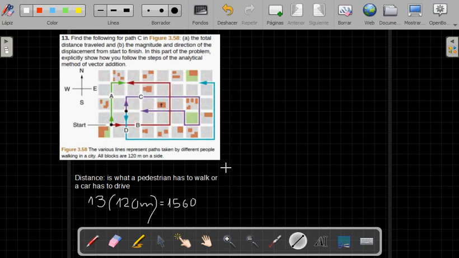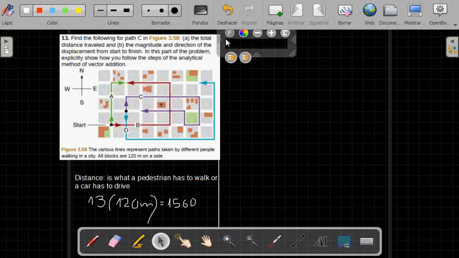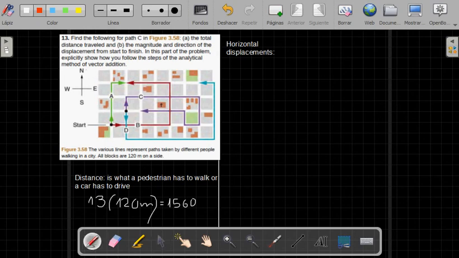Now it's time to calculate the displacement. And remember that we're going to divide the displacement into the horizontal displacement and the vertical displacement. So I'm going to start here with horizontal displacements. Taking into account that every time you move to the north, it's considered positive. If you move to the south, it's considered negative. If you go to the east, it's positive. And if you go west, it will be considered a negative displacement.